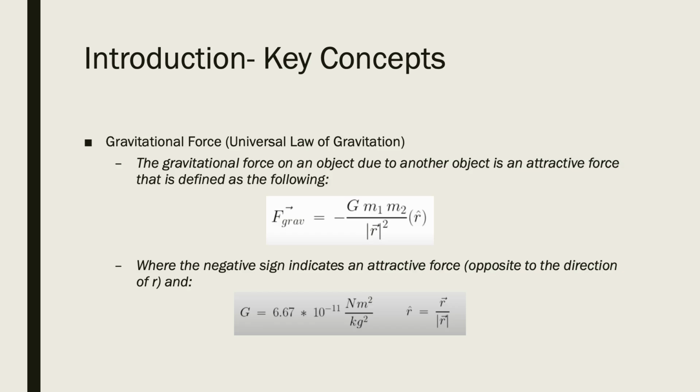The final key concept is the universal law of gravitation, which states that the gravitational force of an object due to another object is an attractive force that's proportional to the masses of the objects divided by the square of the magnitude of the distance. The gravitational force follows Newton's third law, so the force on one mass is equal to the force on the second mass in the opposite direction.